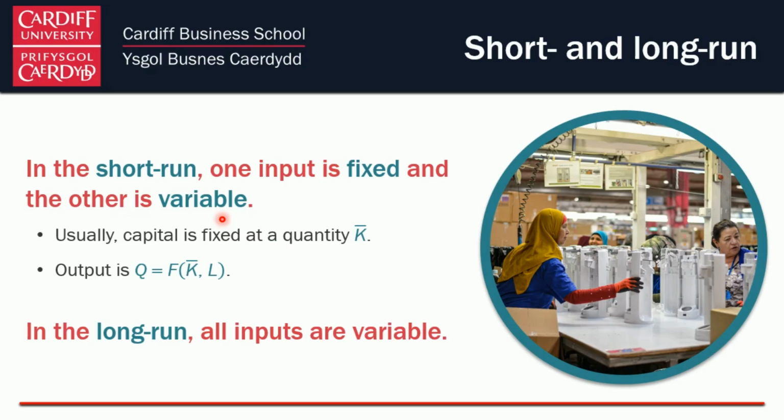So the typical approach is that you fix capital at some level K bar, and then you say Q is equal to F of K bar, where this is fixed, and L is variable. So in the short run, essentially, capital is going to be fixed and labor is going to be variable. In the long run, in contrast, all inputs are variable.